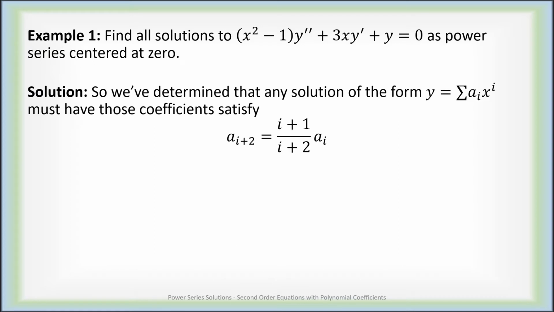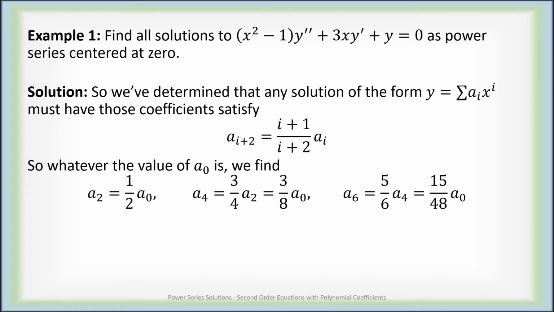So far what we've determined is that for any power series solution, y equals the sum of a_i x to the i, the coefficients a_i satisfy a relatively simple recurrence relation. a_(i+2) is (i plus 1) over (i plus 2) times a_i. So whatever the value of a_0 is, by letting i equals 0, we get a_2 is 1/2 a_0. By letting i equals 2, we get a_4 equals 3/4 a_2. By letting i equals 4, we get a_6 equals 5/6 a_4.